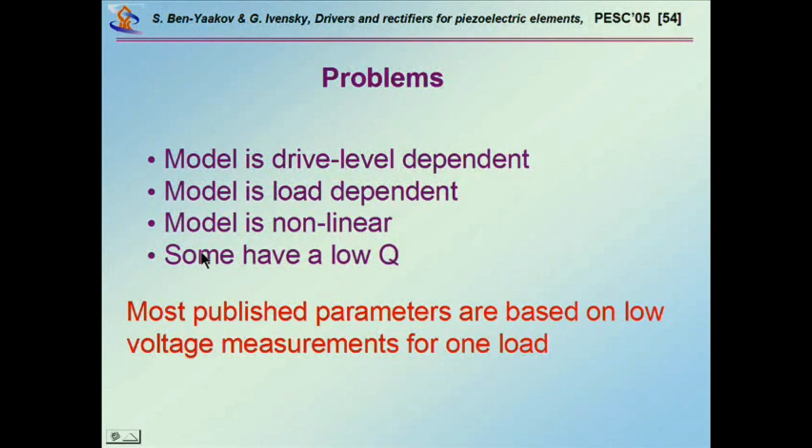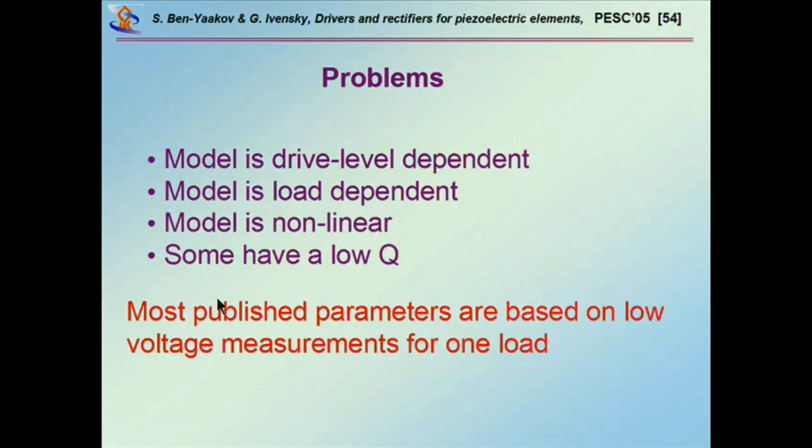In some cases also, the Q, the quality factor, is very low, and consequently, it's very difficult to do the fitting to the second order system, because the second order system has the features nicely when the Q is high, and then you can distinguish between the parameters. If the Q is very low, the fitting is not very good.